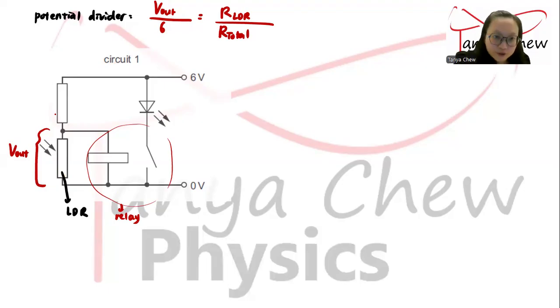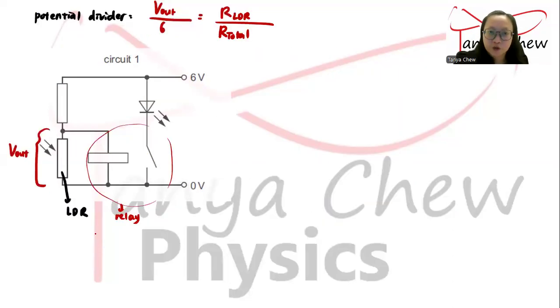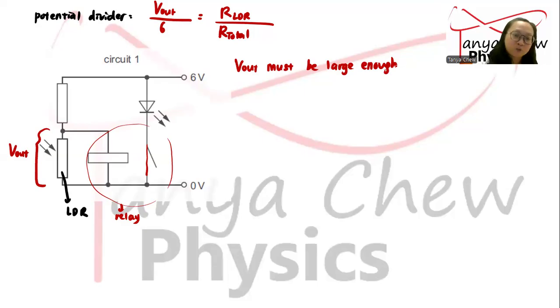Now, look at the question again. The question says that it wants circuit 1 to emit light. That means this switch must be closed. In order for the switch to be closed, the potential difference output, V out, must be large enough. Why? Because if V is large enough, the current flow will make the electromagnet of the relay attract the switch. You close the switch in order for the LED to light up.